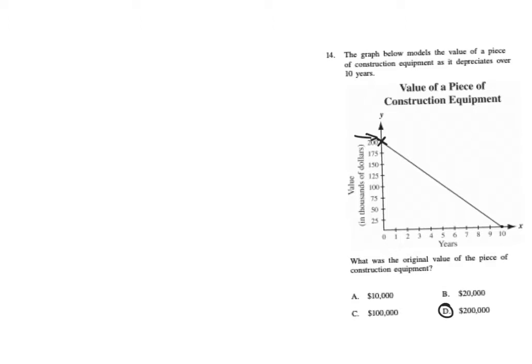That's exactly the y-intercept, and it's represented by thousands of dollars, right? So it's going to be like $200,000. So the answer will be D. That was easy.